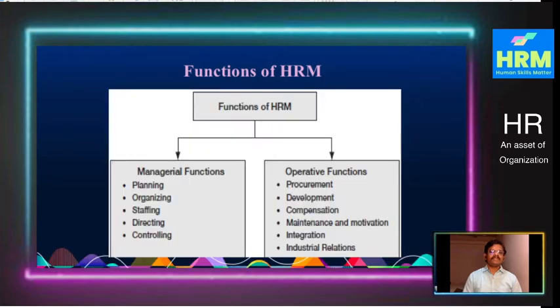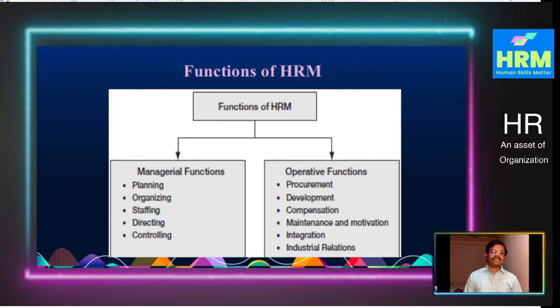So all these functions can be classified into categories. This is actually suggested by Edwin Flippo in his book. These are the two different categories of human resource management functions. One category is called managerial functions, and the second category is called operative functions. Managerial functions are planning, organizing, staffing, directing, and controlling. These are the general functions of management, the common management functions.